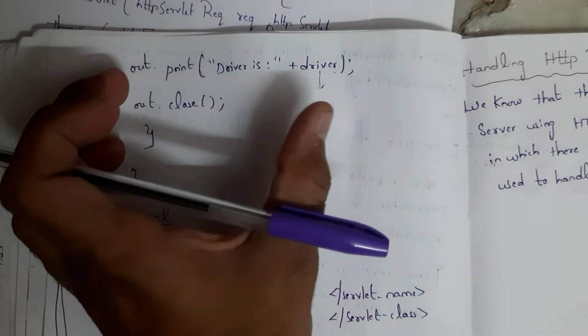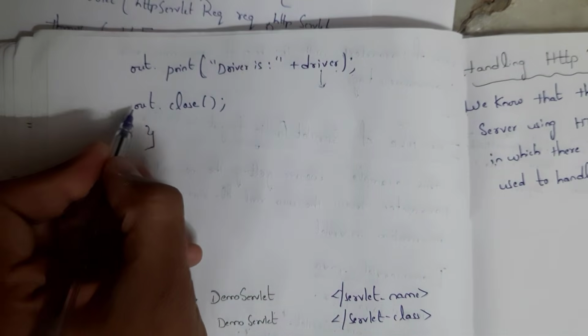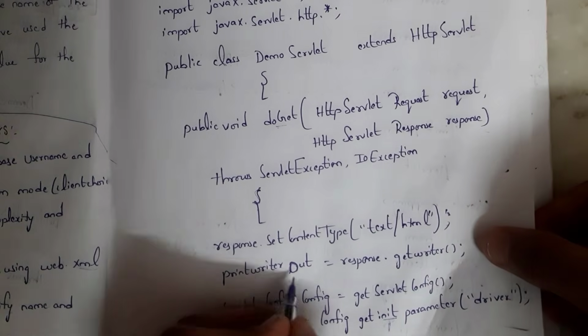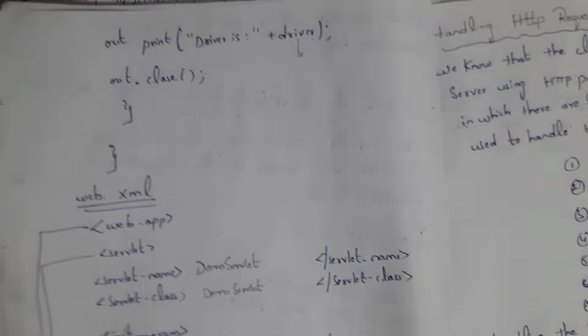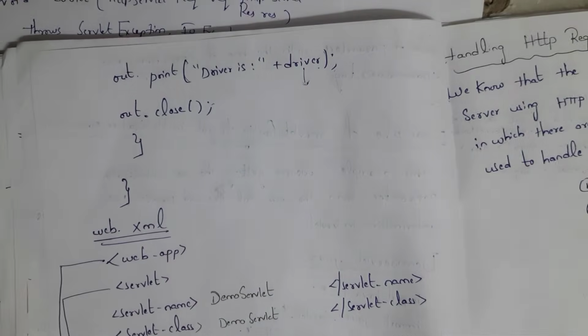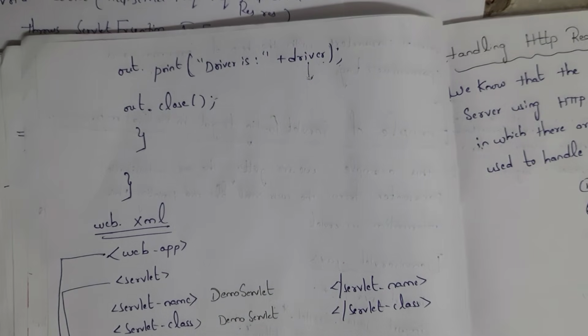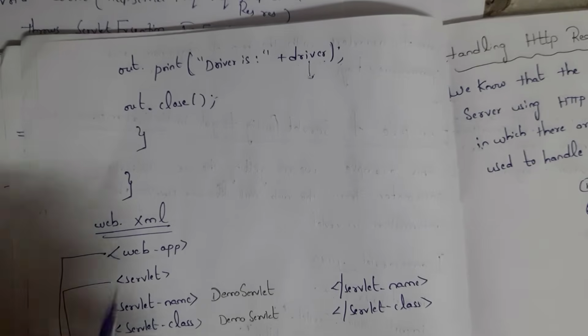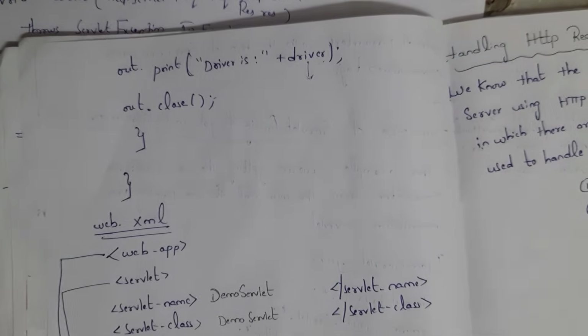After installing the driver, we need to close the connection. For that, out.close. In PrintWriter I gave the name out, so here also we need to use out.print, and similarly out.close. This is the meaning of this: I am closing the PrintWriter, whose name is out.